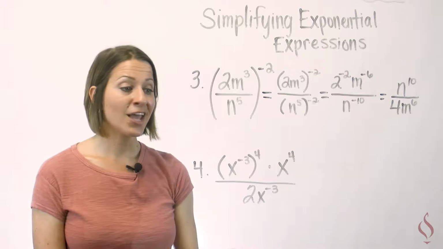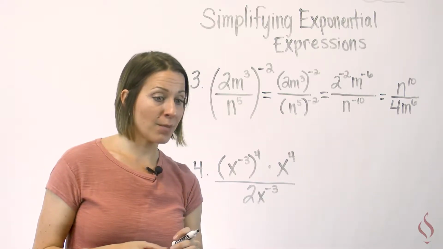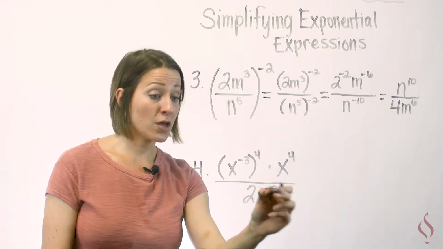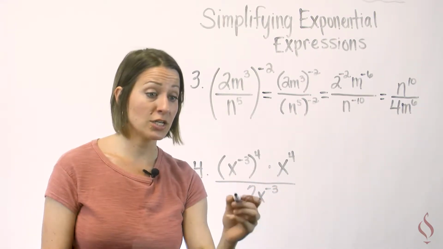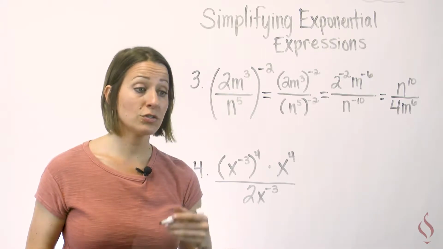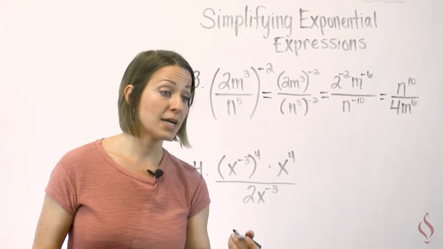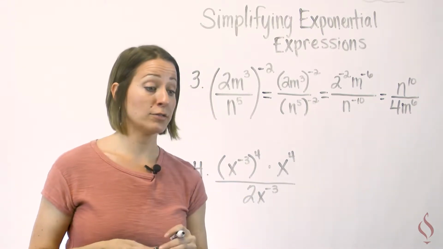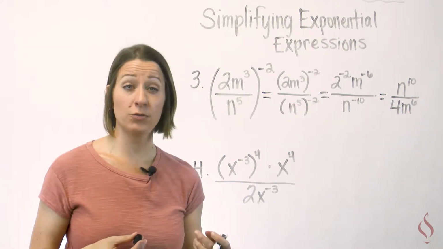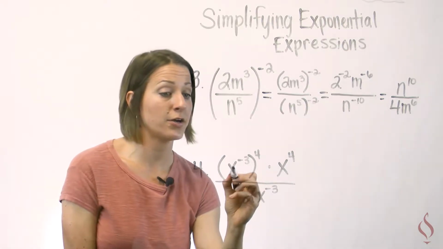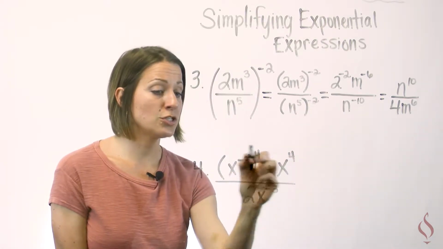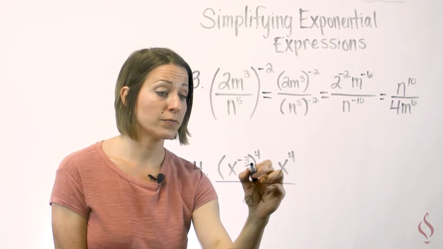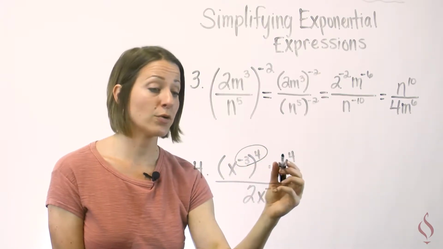Okay, last problem that I'm going to work through with you on this video. We have another one set up like a fraction. We have x to the negative 3rd raised to the 4th power times x to the 4th, and all of that over 2x raised to the negative 3 power. So we have some more negatives in here. The first thing I want you to do again is to focus on this numerator. Right here, we can use the power rule.